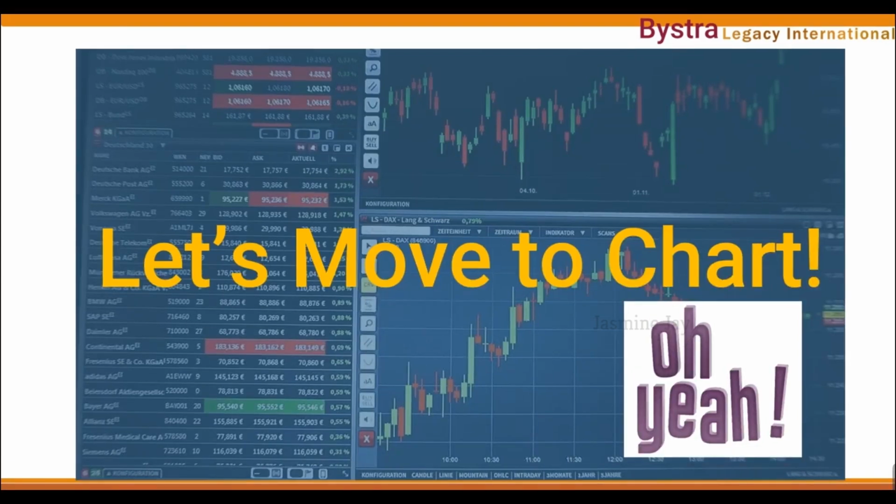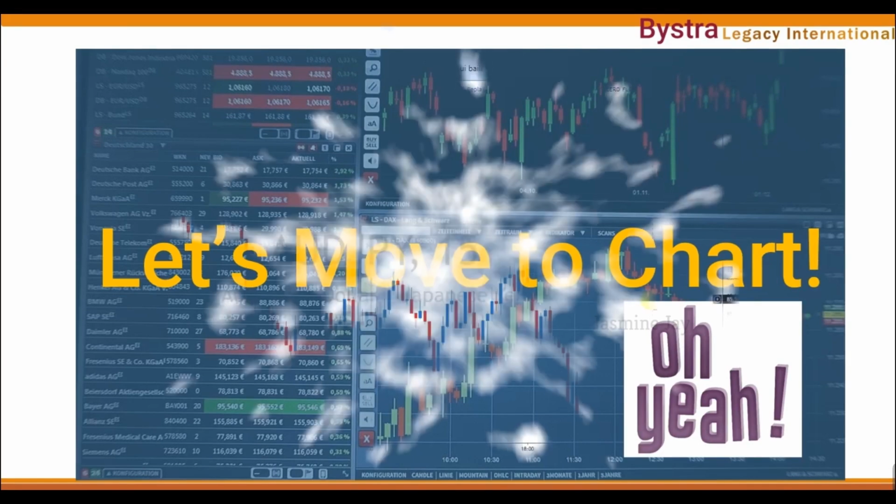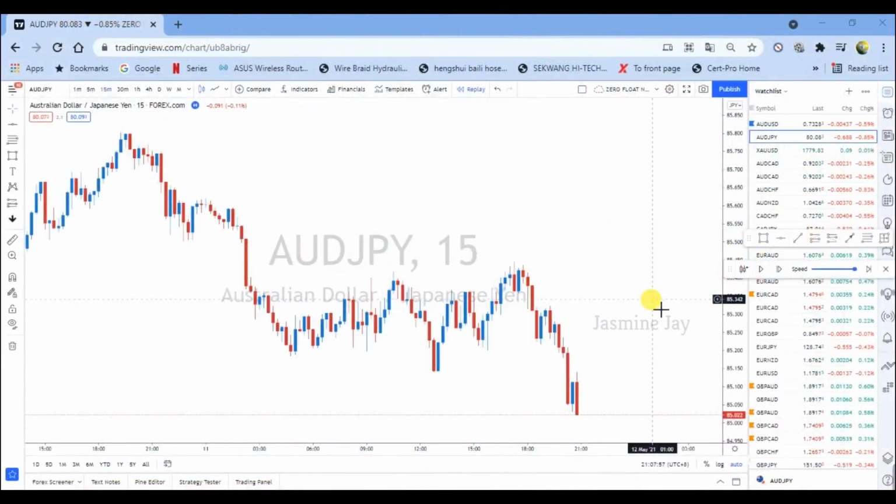Alright, so let's move to the chart and I will show you some setups with a good confirmation. Let's go guys! Guys, we are back on our TradingView chart. Here we can see the pair AUD/JPY on the M15 chart, there is a potential QM manipulation setup.